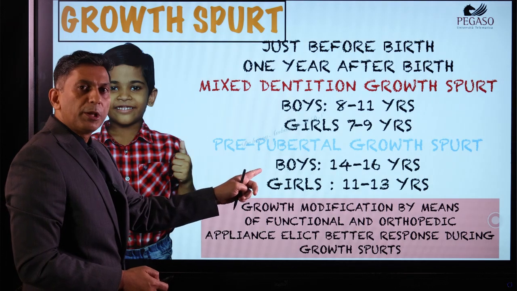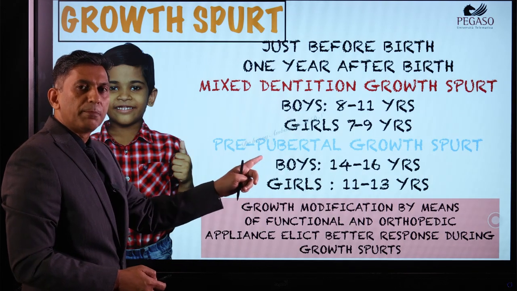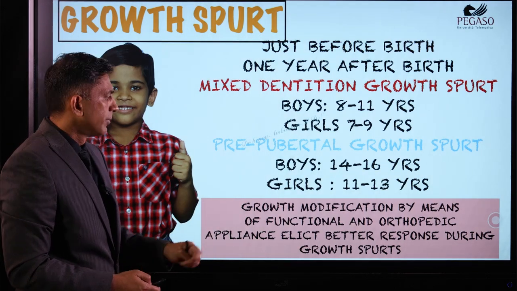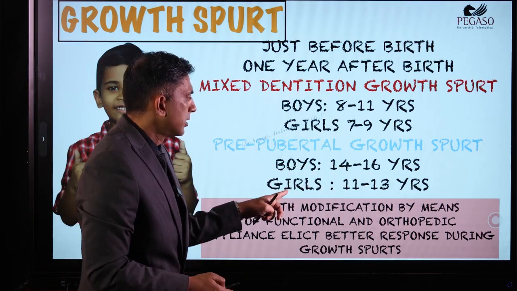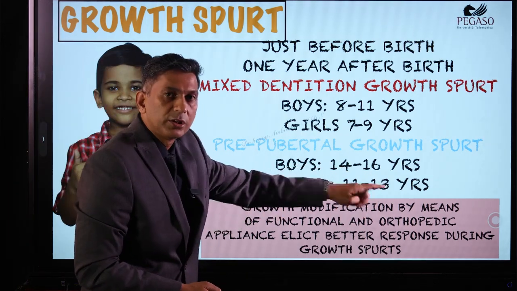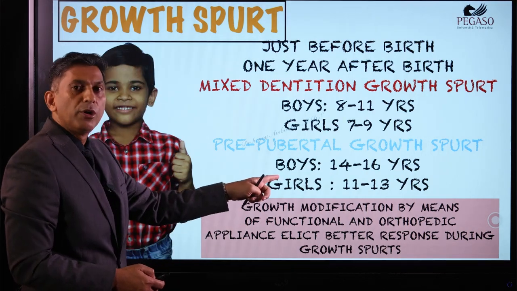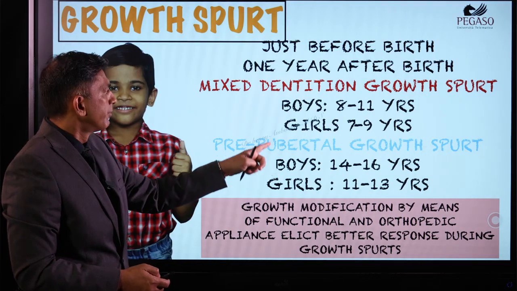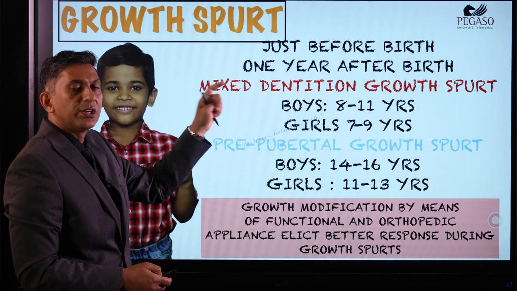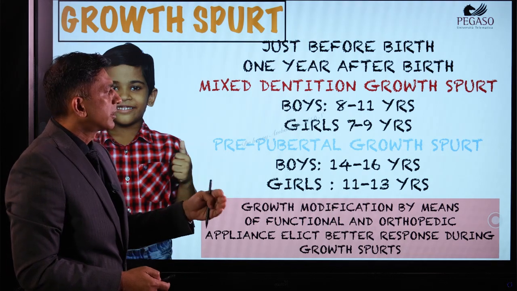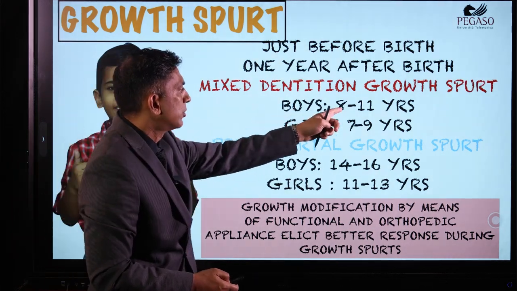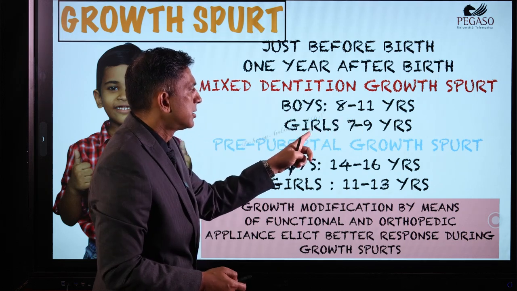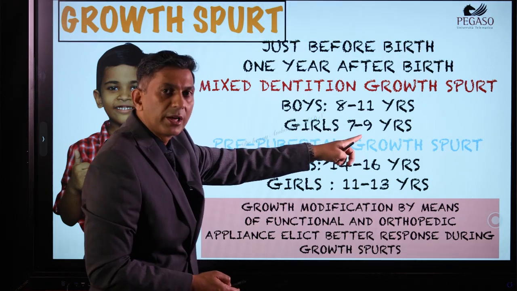It is during the pre-pubertal growth spurt that we commonly practice a myofunctional appliance, that is for boys between the age of 14 to 16 and girls between the age of 11 to 13 years. This is the timing for myofunctional appliance. And it is during the mixed dentition growth spurt that we commonly practice the orthopedic appliances, that is for boys between the age of 8 to 11 years and girls between the age of 7 to 9 years.